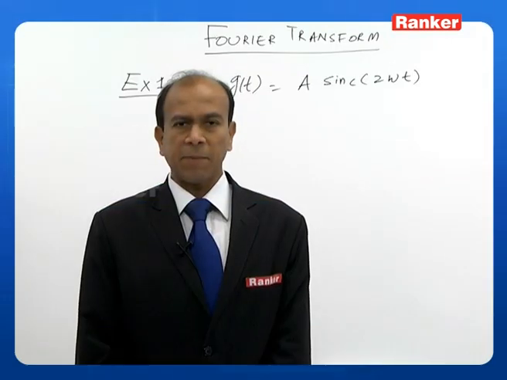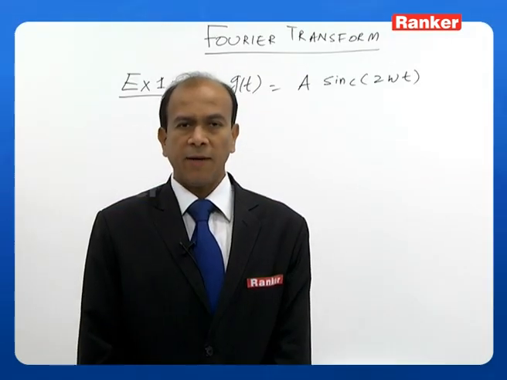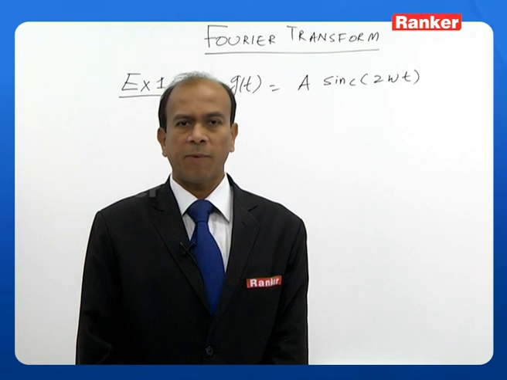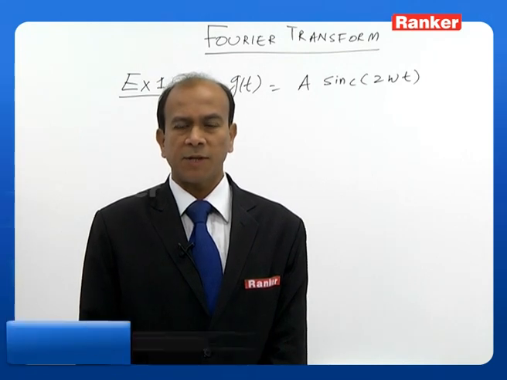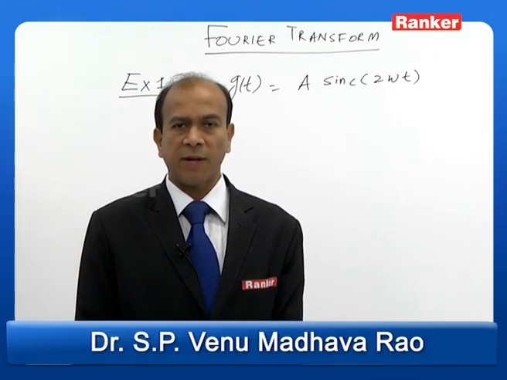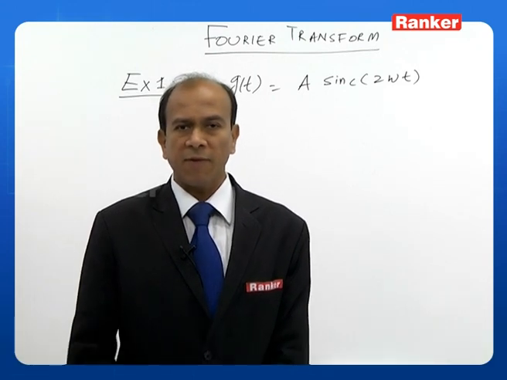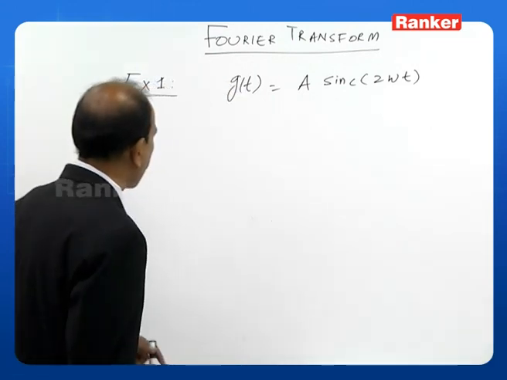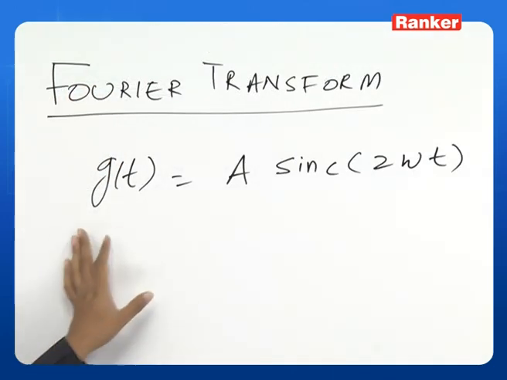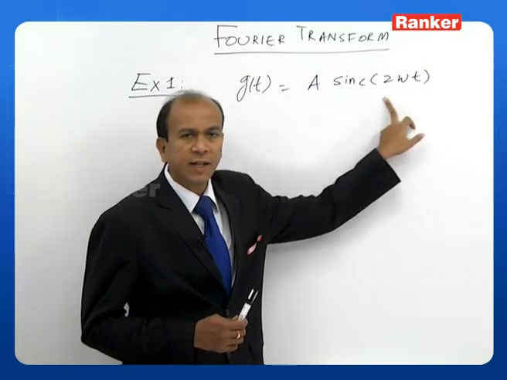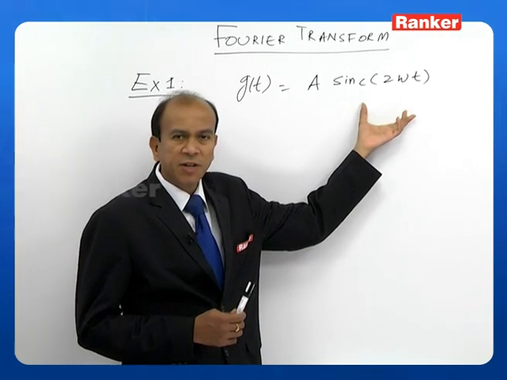Today let us see some examples on the duality theorem or duality property of the Fourier transform, but also let us look at a few more examples on the time shifting property of the Fourier transform. Let us start with the first example today. Here, g of t is given as A sinc 2Wt. Now this is the function given to us.